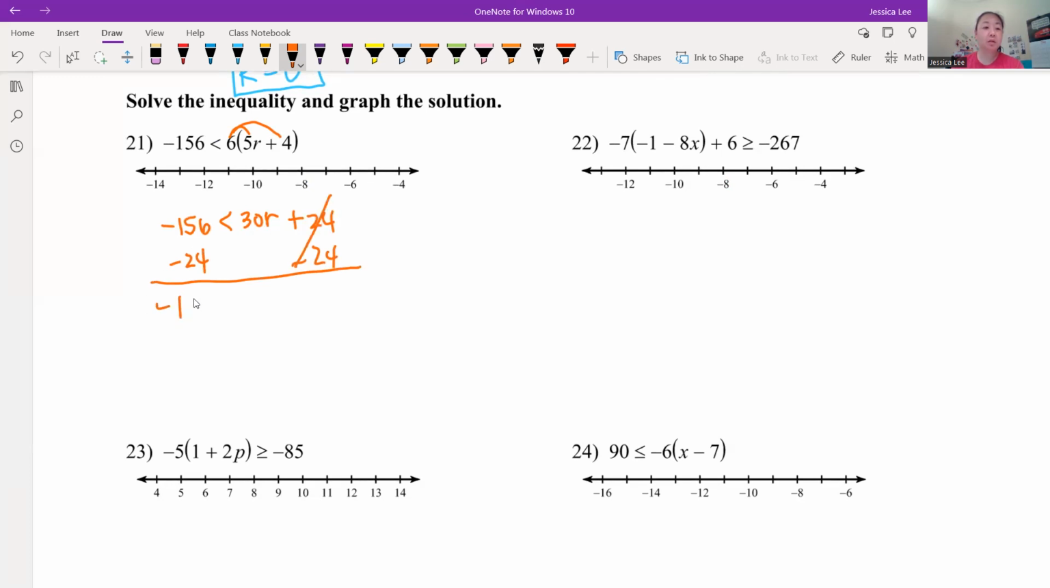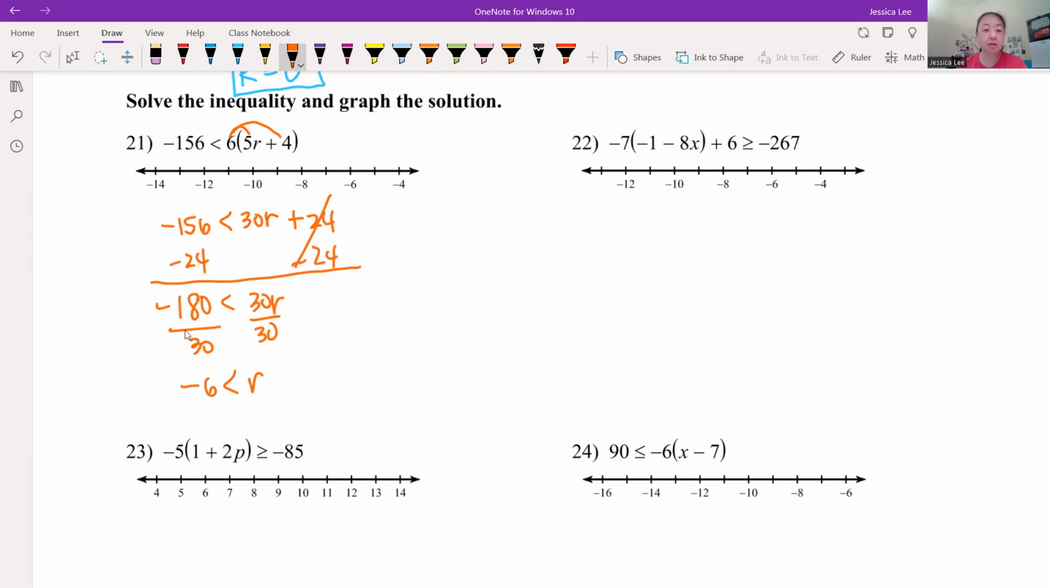So -180 is less than 30r. All right, and we're going to divide by 30. And we get -6 is less than r.